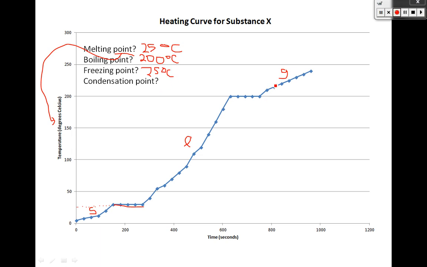And then my condensation point goes from gas to liquid. It's where the temperature doesn't change, and so that, again, must be my 200 degrees Celsius.